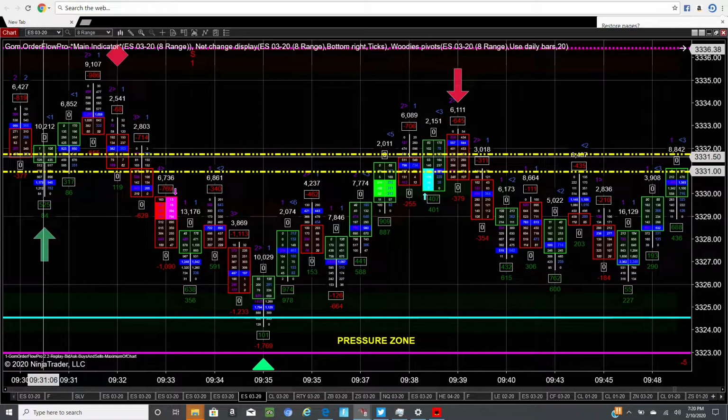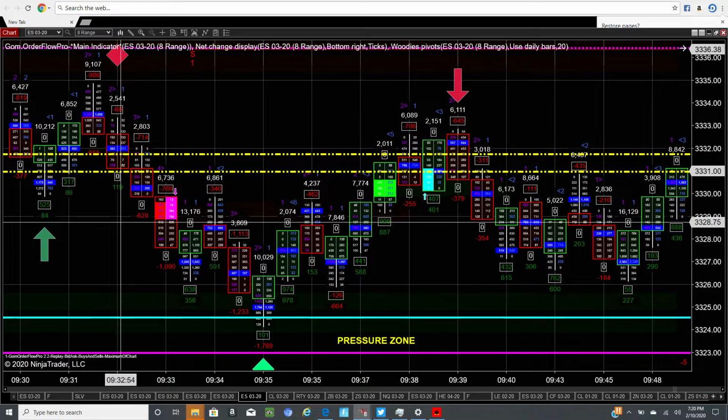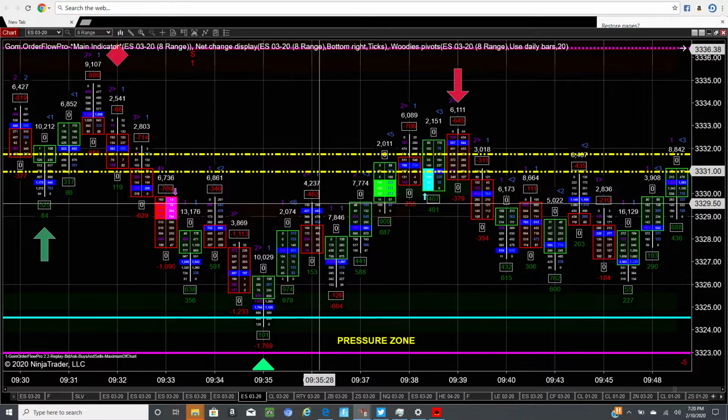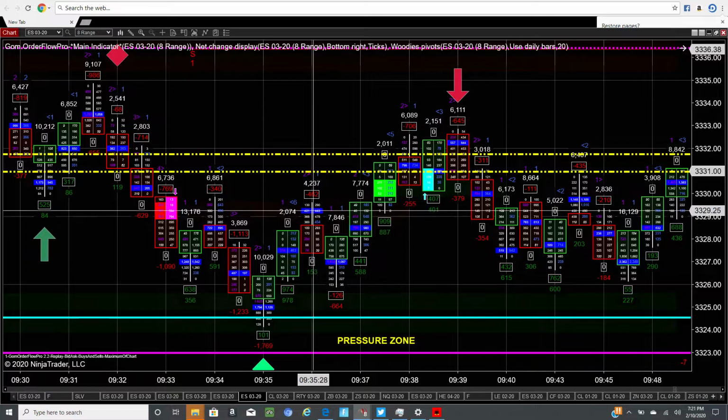Now, let me give you an example. Here is a hybrid. That is a sell signal because the point of control is within 3 ticks of the high. So a sell on the hybrid, you want 3 ticks from the high.